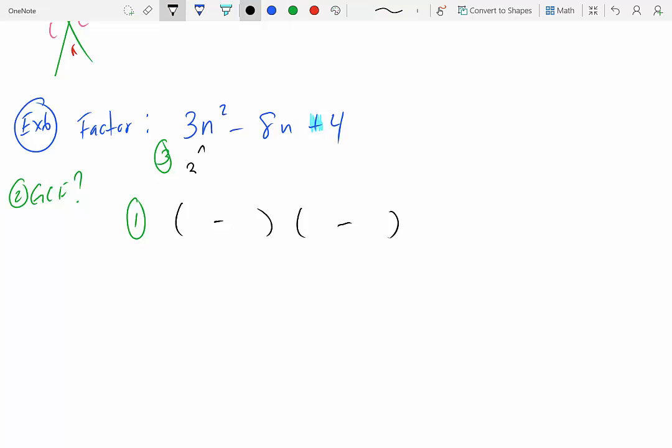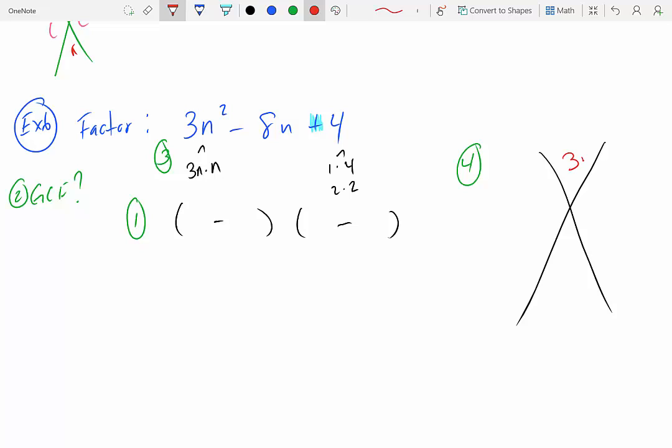So we have 3n times n, 1 times 4, and 2 times 2. Our fourth step is to draw an X. And we're going to put factors of A top and bottom and factors of C left and right. So for A, we only have one set to pick from. We have 3n and n. For C, we have 1 times 4 and 2 times 2. But remember, you want to start with the smallest numbers. So we're going to pick 2 and 2. Now we're going to choose a way and multiply.